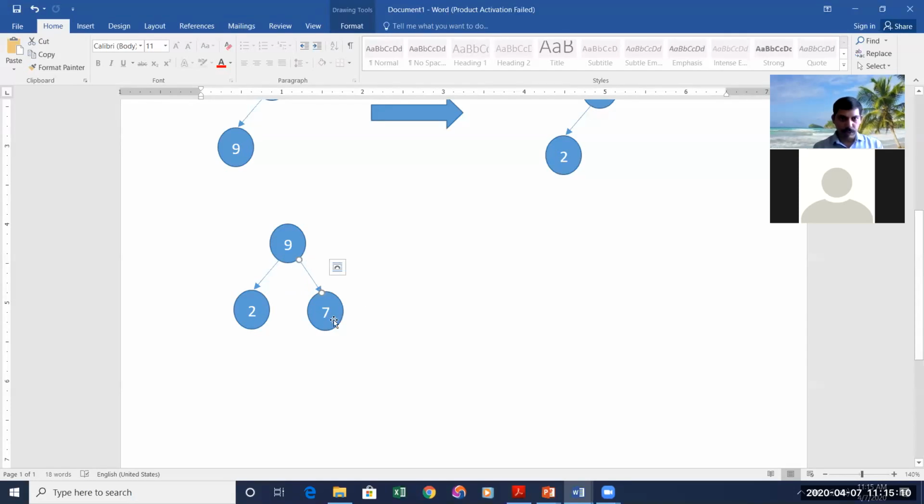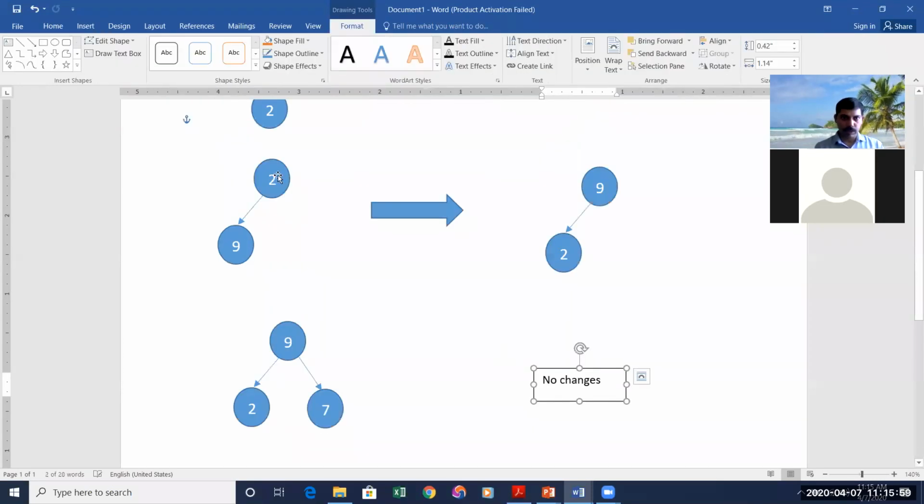After you put 7 here, you check whether the parental dominance holds for this 7. So 7, compare it with its parent. So 7 is lesser than its parent, therefore the parental dominance holds. Therefore no need to do any heapify process. Just here there is no changes.